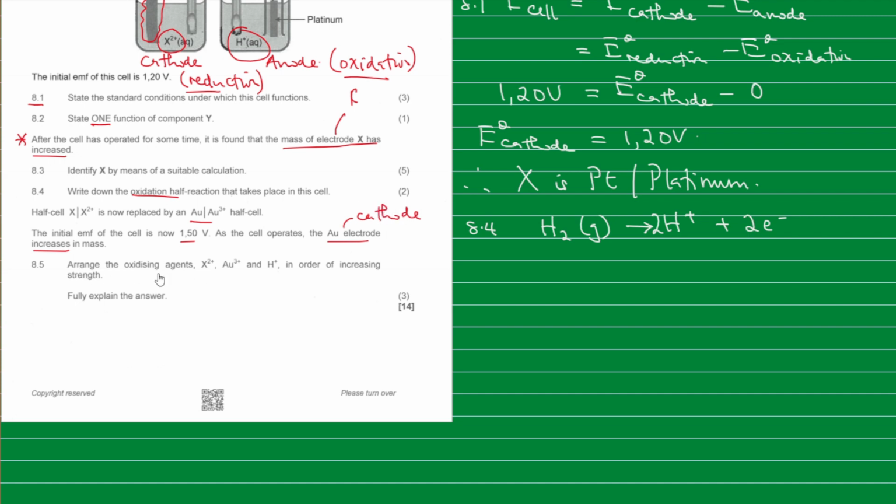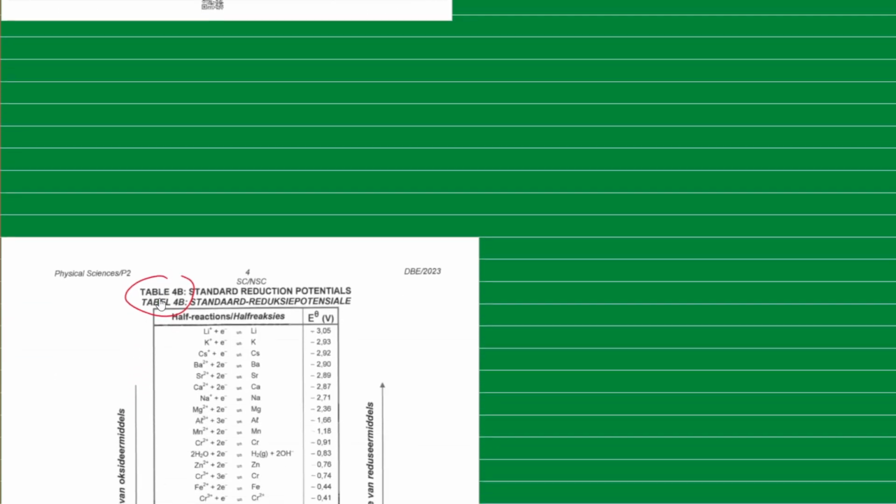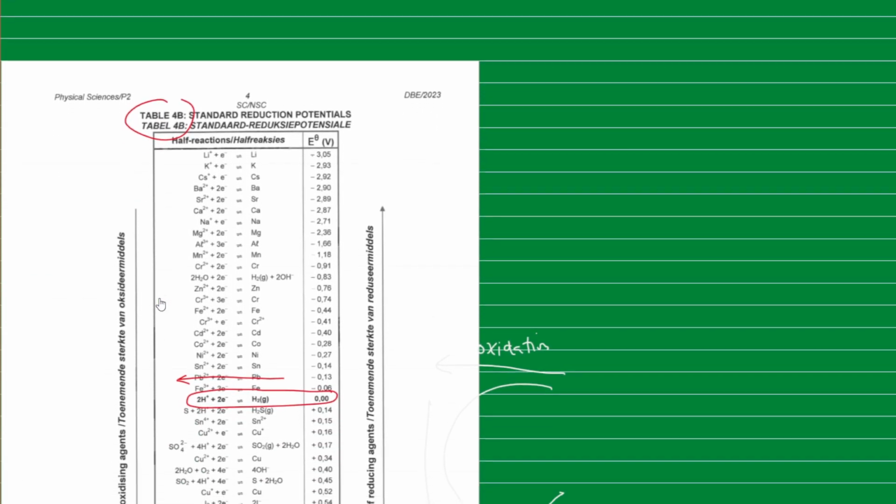So arrange the oxidizing agents. So the oxidizing agents for the metal, which is platinum, the gold, and the hydrogen, in order of increasing strength. So here, remember, we are looking at the oxidizing agents. Fully explain the answer. Now, once more, we have to go back to our table of standard reduction potentials.